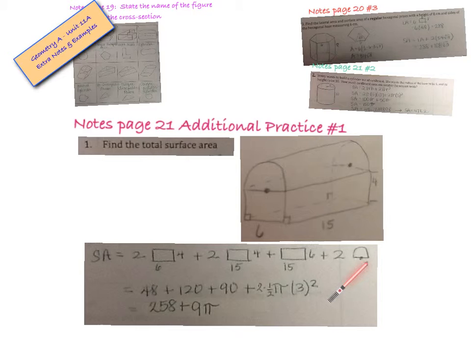Each of those half circles has a radius of 3, and I know that because if this is a rectangle on the end here, and this dimension is 6, then so is the dimension at the top. So that's the diameter of the circle, and we're going to use the radius, which is 3. So I have 2 half circles, so it's 2 times 1/2 of pi r squared. Go through, get my answer, and end up with 258 plus 9 pi for my total area.